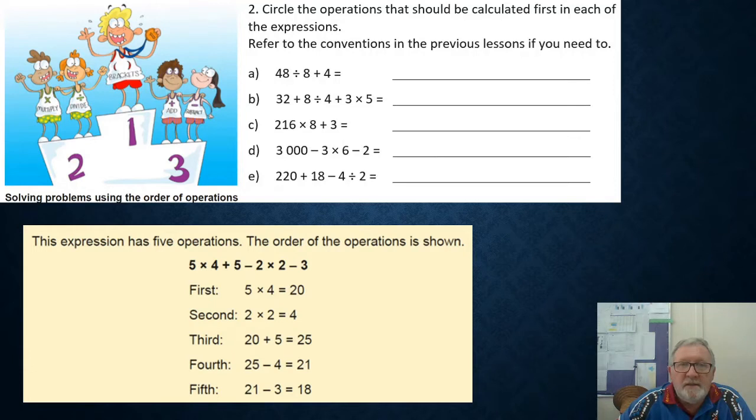Similar to an exercise yesterday, you have to circle the operations that should be calculated first in the expression. So you don't really even need the answer, just circle the operation that needs to be done first. All right, pause the video and whip through that exercise. It shouldn't take you very long at all.